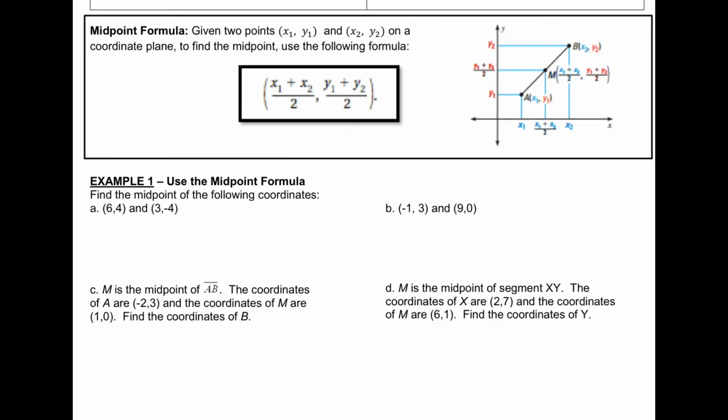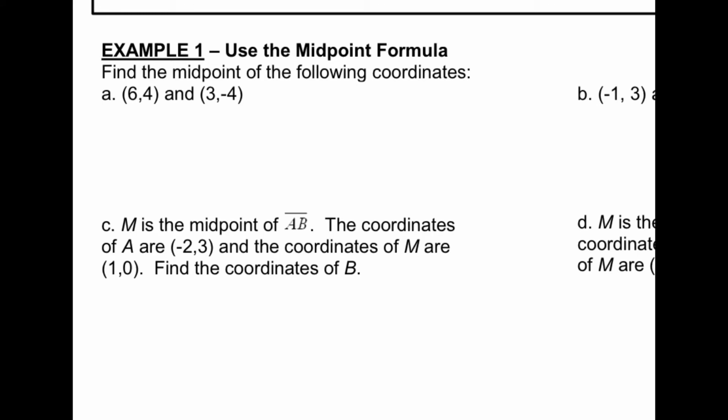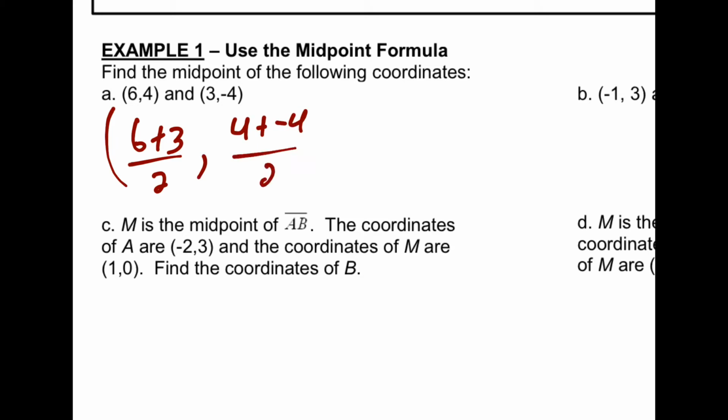The midpoint formula, given 2 points on a coordinate plane, to find the midpoint we use this formula. We add together the x coordinates and we take the average, or we divide by 2. We add together the 2 y coordinates and we divide by 2, or take the average. So here we would take 6 plus 3 divided by 2, comma, 4 plus negative 4 divided by 2. And that's how we find our midpoint.